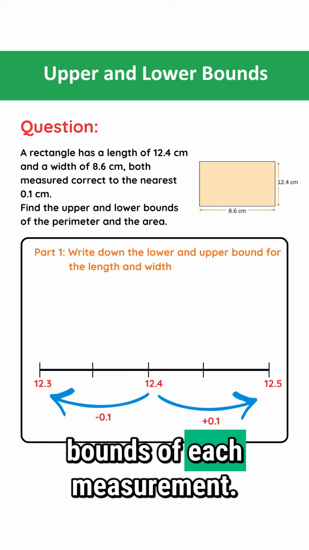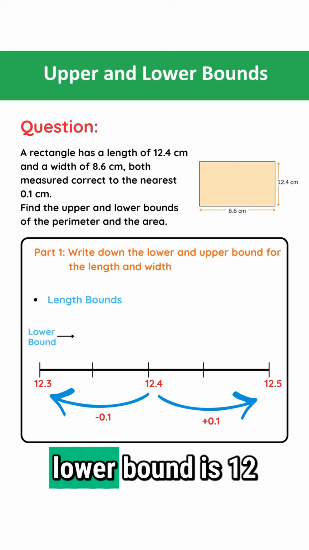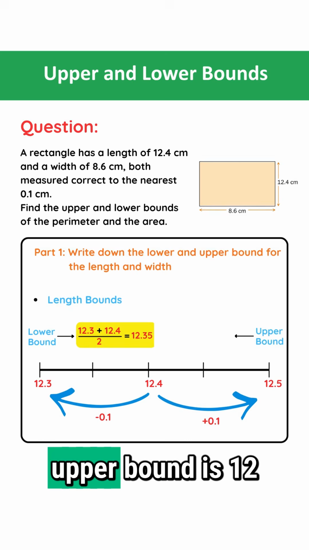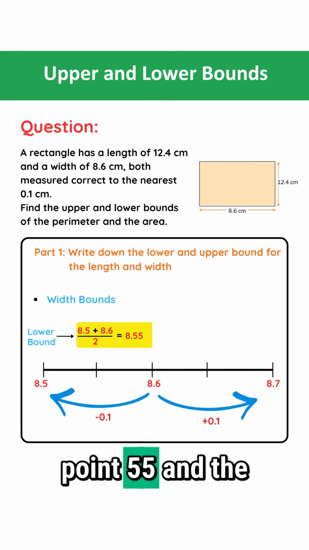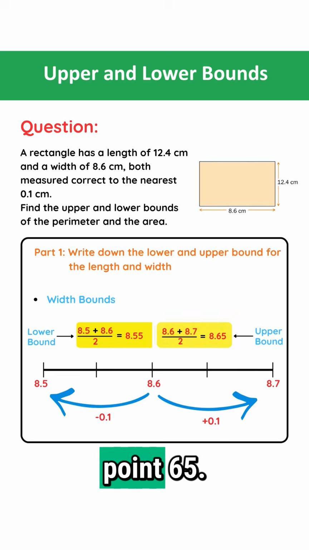First, we find the bounds of each measurement. For the length, the lower bound is 12.35 and the upper bound is 12.45. For the width, the lower bound is 8.55 and the upper bound is 8.65.